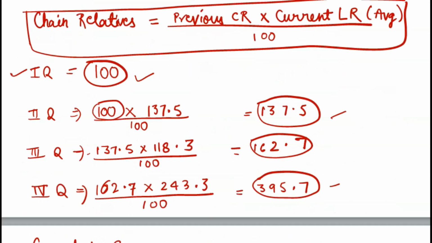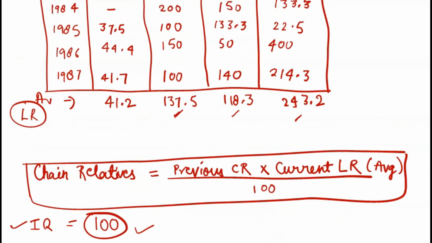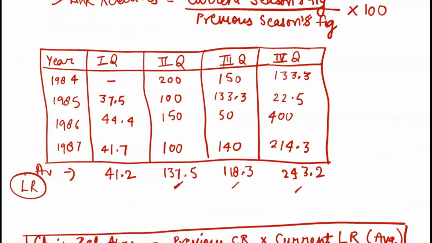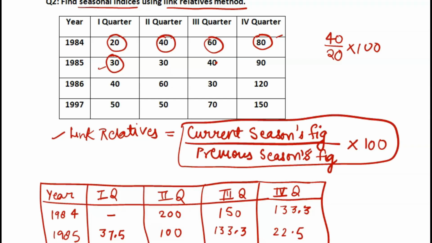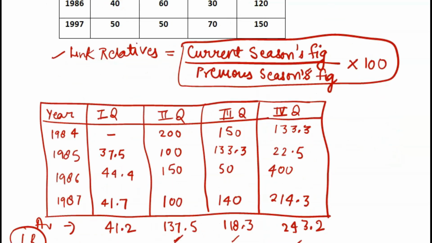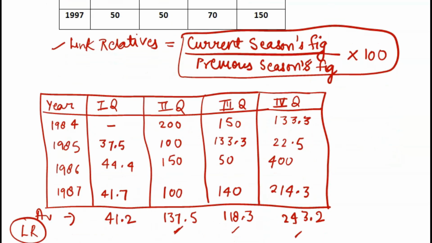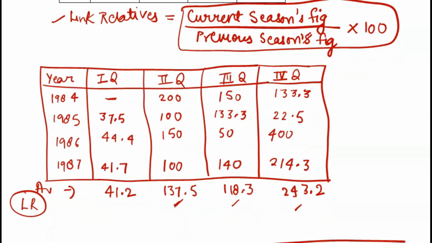So here what we have done, let's revise it once again. In the link relatives method, the first thing is finding out the link relatives, for which the formula is current season's figure divided by previous season's figure into 100. Means the value is given, current value by previous value into 100. Except the first quarter, we can find it for each one, because for the first quarter the previous season's figure is not given. Now this is done. These are the link relatives.